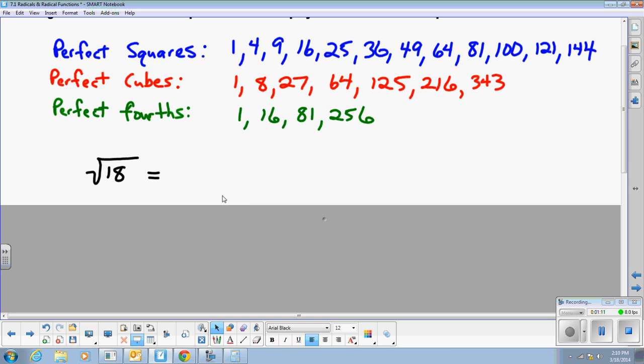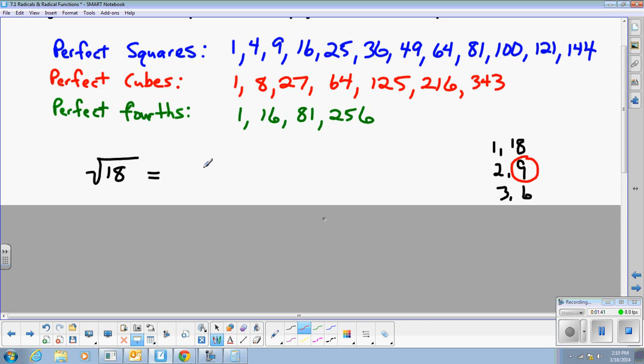When I see one, I think of the factors of 18 being 1 and 18. So the factors of 18 are 1 and 18, 2 and 9, 3 and 6. And what I want to know is, are any of those possibly a perfect square? Since I'm after a square root, I need to look in the perfect square list. And the perfect square I see there is 9.